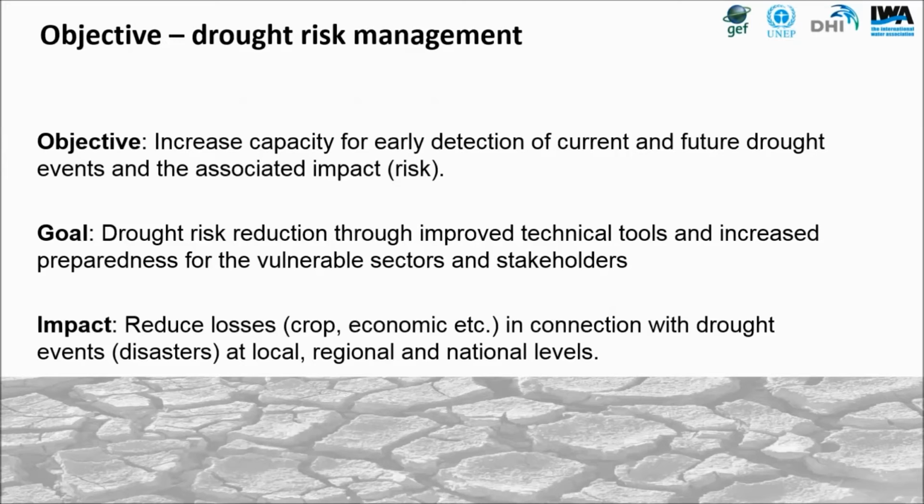And as I said before, the way we intend to do this is by developing some different technical tools which can improve the capacity and the ability to work with droughts. And the end impact which we hope this project might have is to reduce losses, which is also equal to risk in most cases. So to reduce losses within different sectors at transboundary, national and regional level.